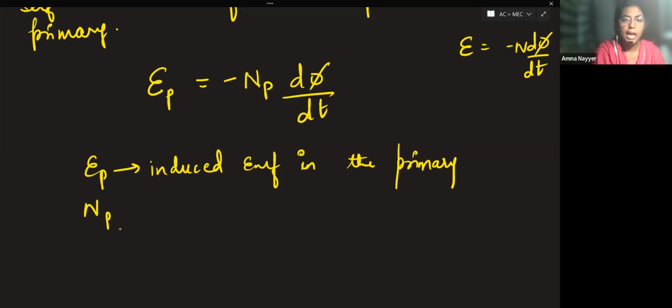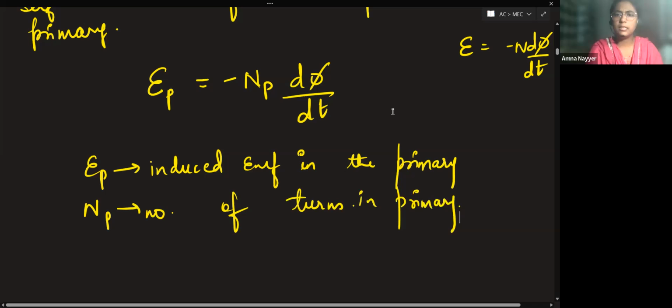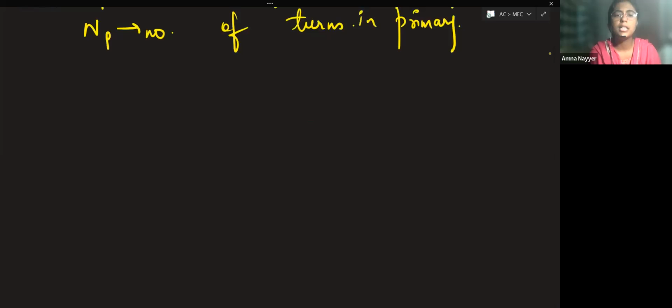And what is NP? NP is the number of turns that are present in the primary coil. That can be anything. It can be a single turn, it can be multiple turns, and there is no limit to it. So this is the number of turns in the primary coil. And similarly, for the secondary coil also, you will mention specifically that ES will become minus NS d phi over dt.